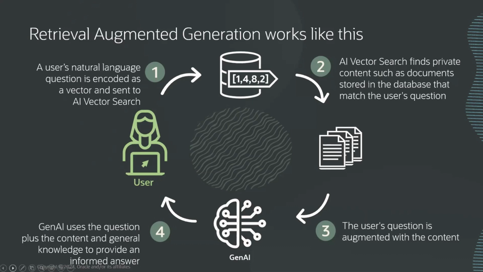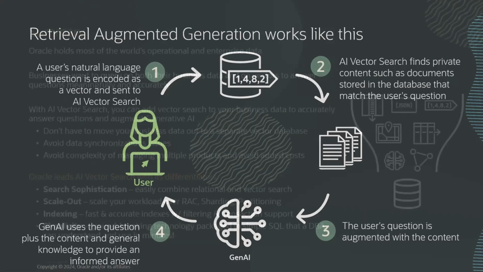So again, the user types it in, vectorizes the question, compares it against vectorized data that's already in the database, generates a prompt with that vector information, asks the LLM, and then it returns an answer that is relevant and accurate to what they asked.